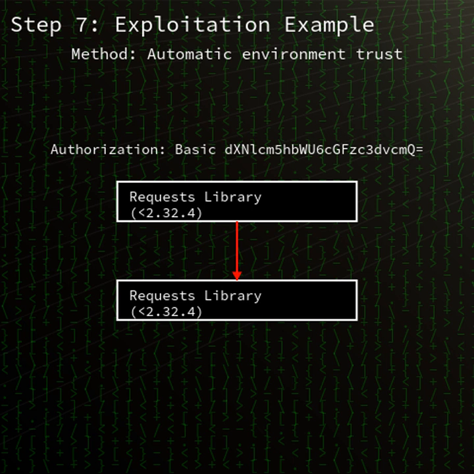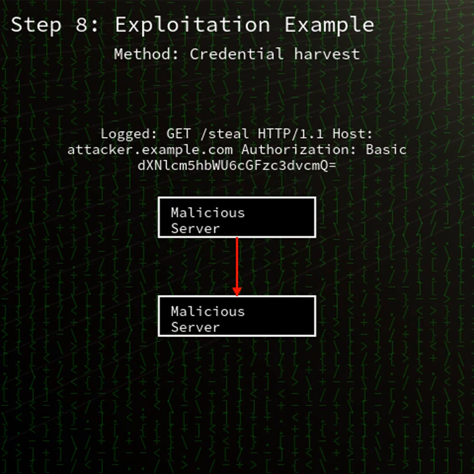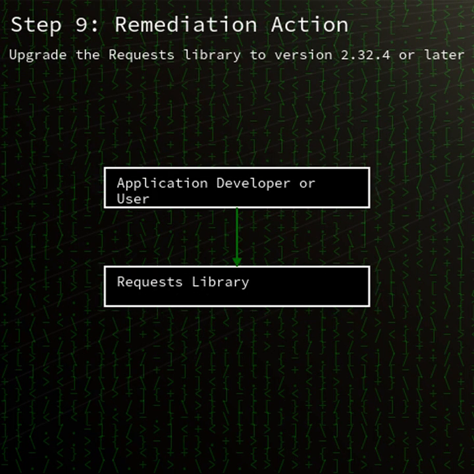To mitigate the issue, users should upgrade to requests 2.32.4 or later. As a temporary workaround on older versions, applications can disable .netrc support by setting trust_env to False on their session objects.